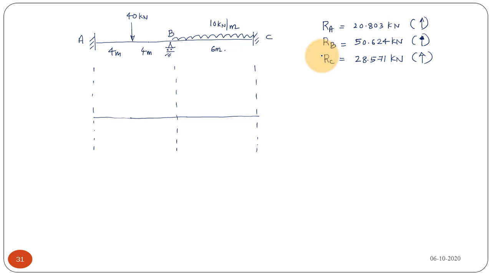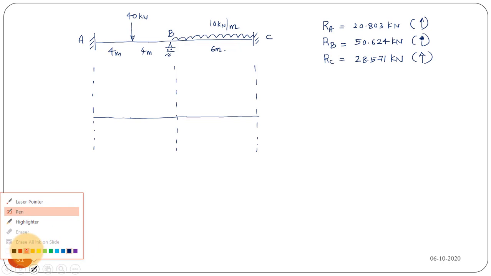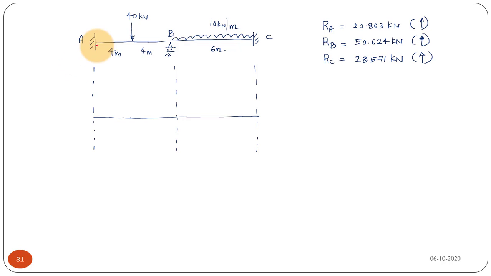Now, drawing the moment diagram, even though it is an indeterminate structure, a continuous beam, the procedure for drawing the shape of the diagram is the same. I will start from the left support A. We have some reaction RA in the upward direction, and this reaction is RA.